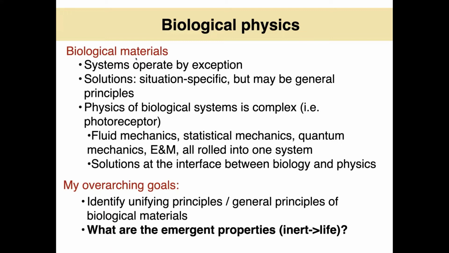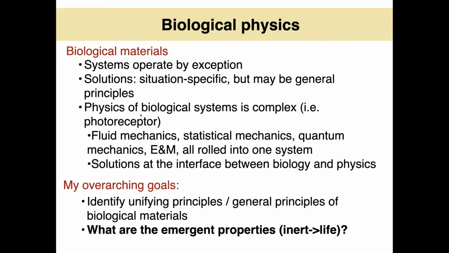So what are some themes that we see in biological physics and in biological materials? Something as a physicist, when one approaches this, it's interesting to see that the systems operate by exception. Whereas physicists are trying to look for general rules that apply to everything, trying to generalize things and describe them using different equations. But with biology, what strikes you at first is that the solutions seem to be very specific to a particular kind of organism or a particular setting. So general principles are harder to come by in biology.